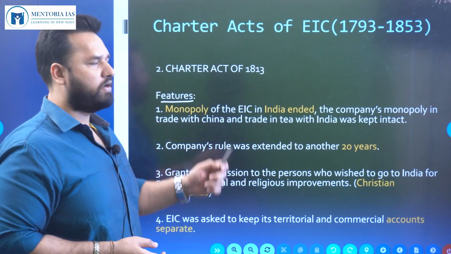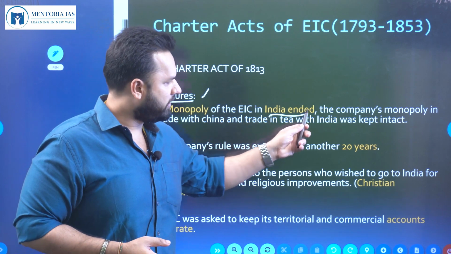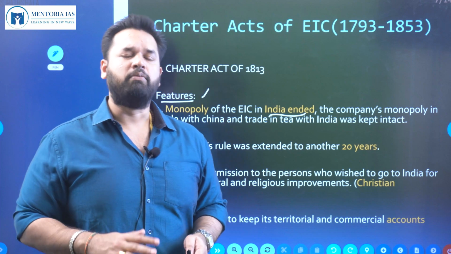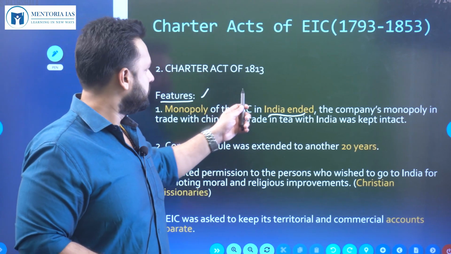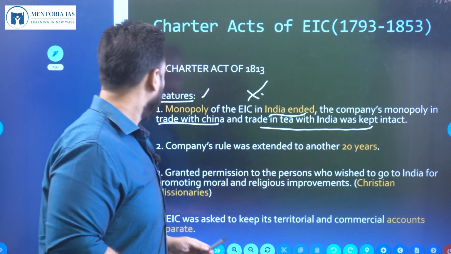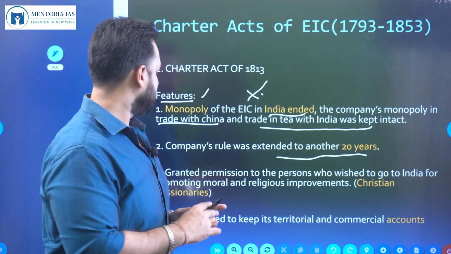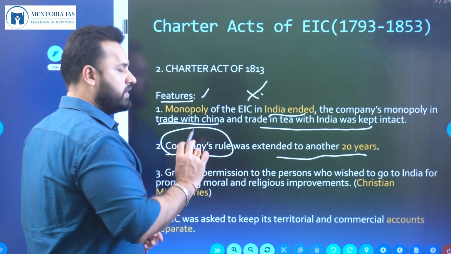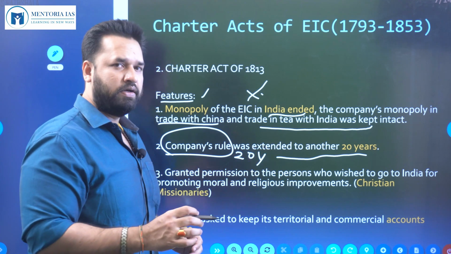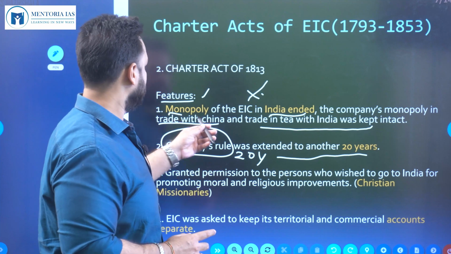Now let us have a look at the features. As I said, the monopoly in India of East India Company ended, but the monopoly of tea and the monopoly of China did not end. And the company's rule was extended for 20 years. Don't get confused. It is the company's rule. The company can rule for the next 20 years. The company can trade, but it is not given exclusive rights. That is the difference.